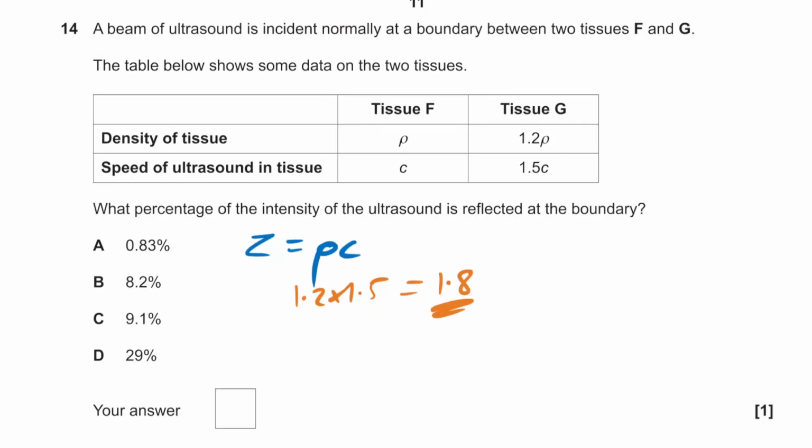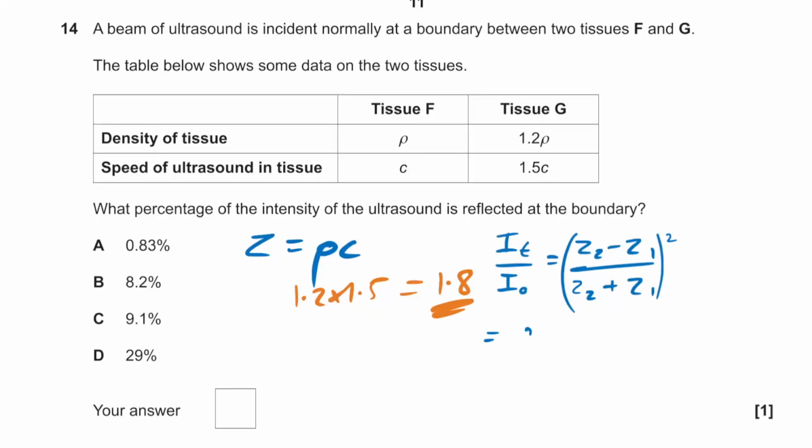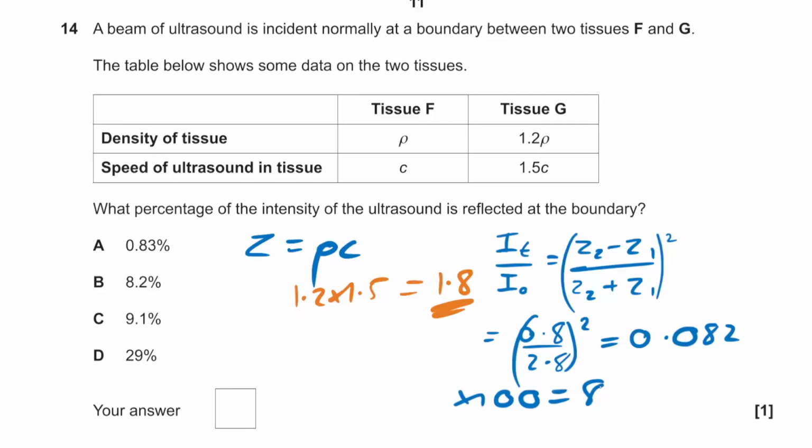Then we have to use our reflection equation with intensity. Transmitted intensity over original intensity is equal to (Z2 minus Z1) over (Z2 plus Z1), all squared. So that's 0.8 over 2.8, squared. IT over I0 gives us 0.082, times that by 100, and we end up with 8.2%. So there's our percentage, and the answer is B.